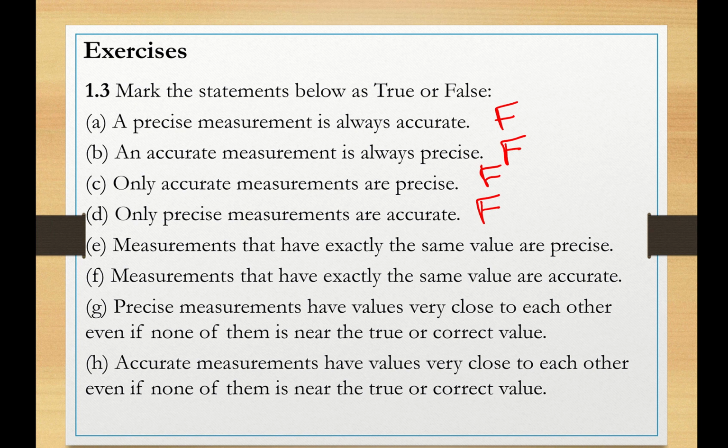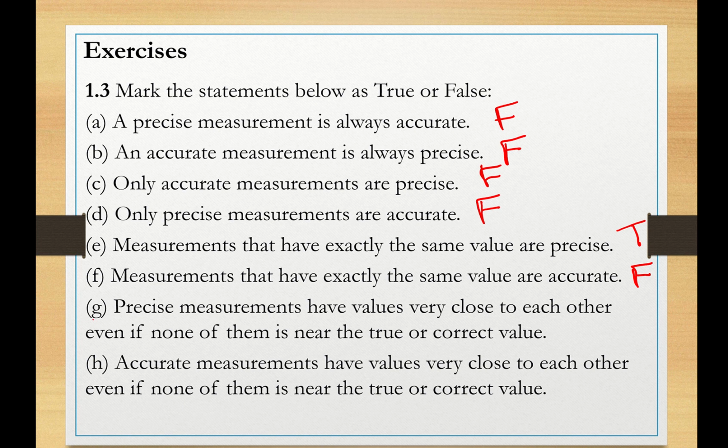Only measurements that have exactly the same value are precise. That's true, definitely. They don't have to be close to the true value, but if they're close to each other, they are definitely precise. Measurements that have exactly the same value are accurate. That's the F here. That is false. We've seen that the definition of accuracy refers to the average value with respect to the true value and not how close they are to each other.